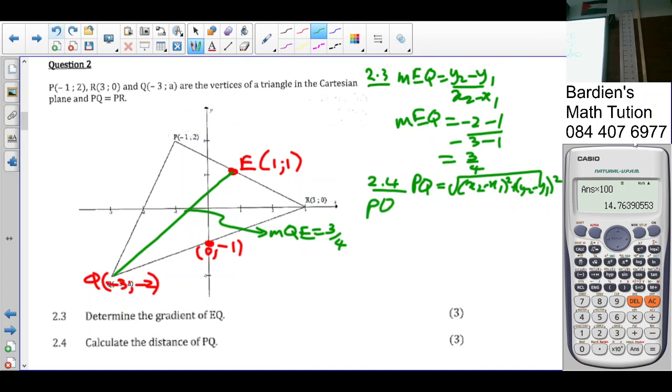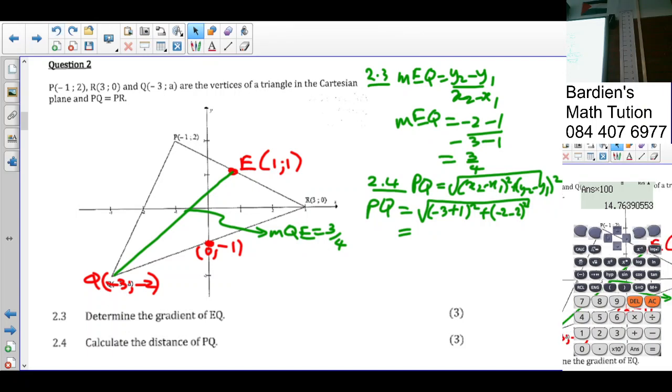It will simply be PQ equals the square root of negative 3 minus 1 squared plus negative 2 minus 2 squared. That would be 2 squared is 4 and 4 squared is 16, so 20, so it's 2 root 5, if I'm not mistaken. So it's going to be the square root of negative 3 plus 1 squared plus, open brackets, negative 2 minus 2 squared. It's 2 root 5, okay?